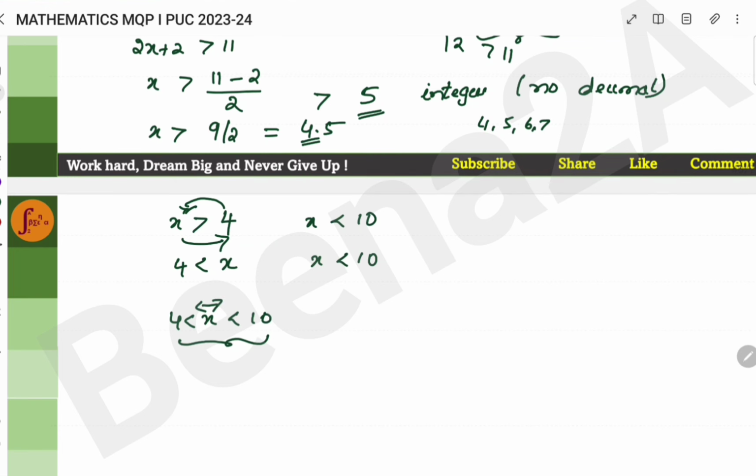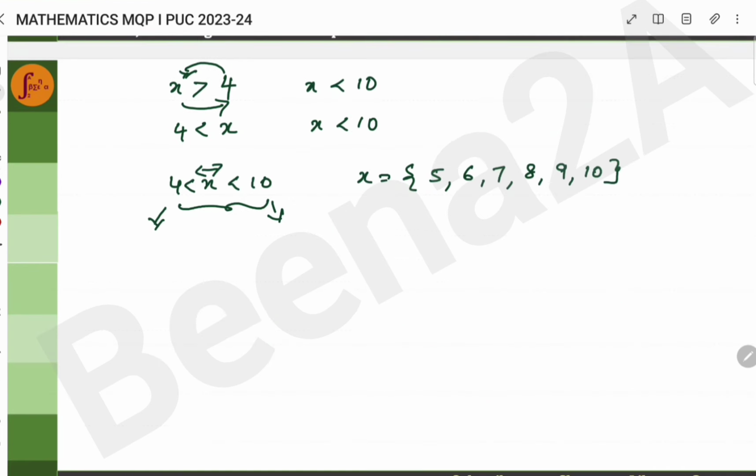X should lie between 4 and 10. Now it cannot be 4 or 10. These numbers are not included. It is only less than. There is no equal to here, right? Therefore, 10 and 4 are not included. Numbers between 4 and 10: so it will be 5. So your x will be 5, 6, 7, 8, 9, and 10. But it should be an odd number. So therefore, it will be just 5, 7, 9. These will be the values for x.